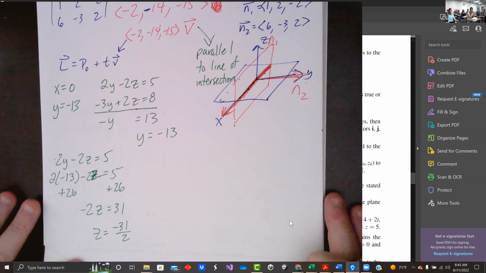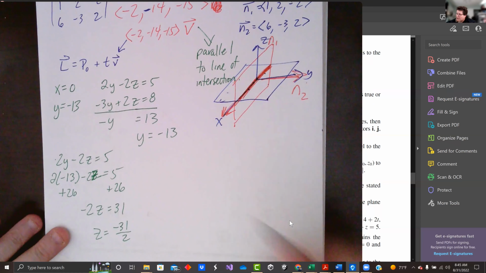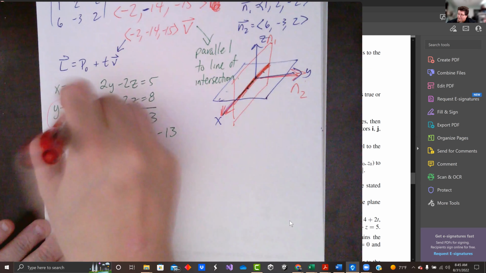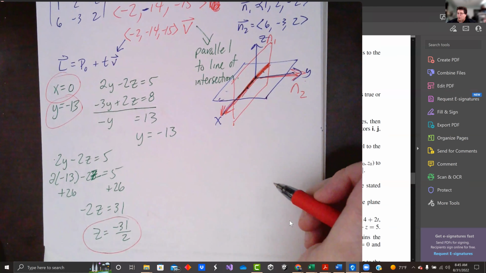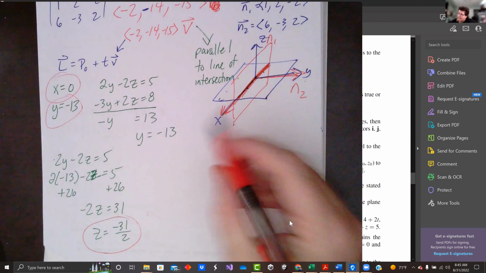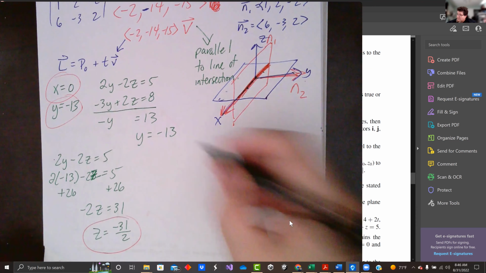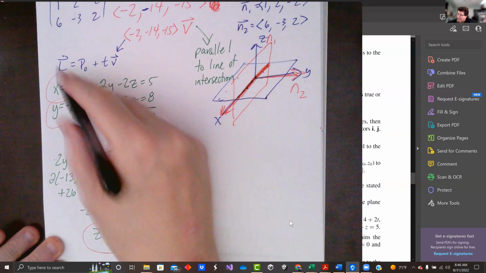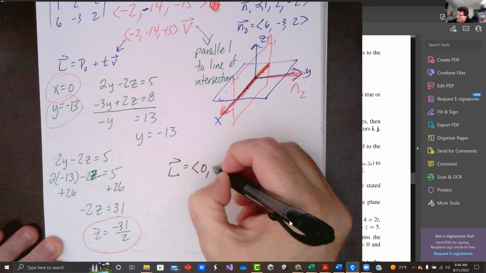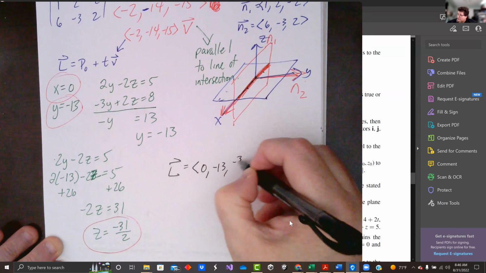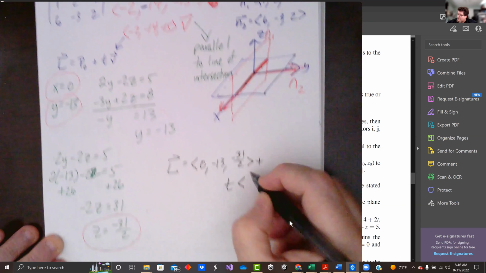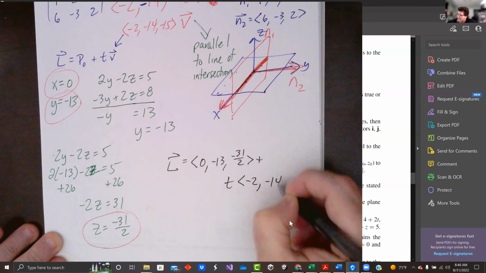Right. But that's a great question. So my point that I can use, there's more than one on this line, but the one I came up with here is, putting it in the L format: 0, -13, -31 over 2 plus t times -2, -14, -15.